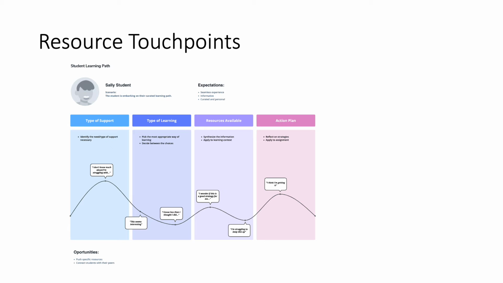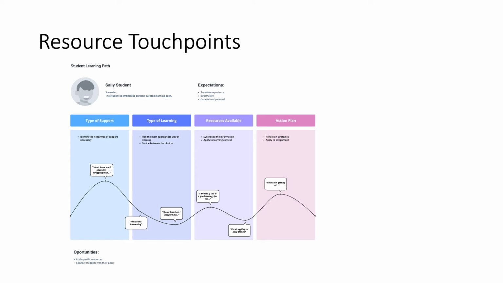And then the student would synthesize that information and apply it to their learning context. So they might wonder if it's a good strategy for me. Maybe I need to pivot. She might be struggling to apply it or to keep it up. And that's where it can be helpful to have students reflect on their strategies and apply that inside an assignment, so as a journal prompt or a discussion or something like that.